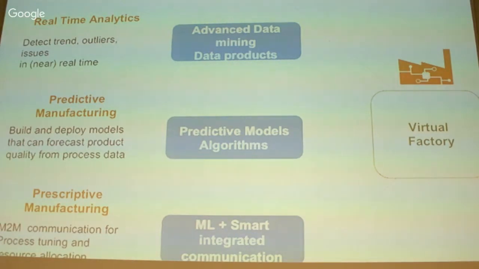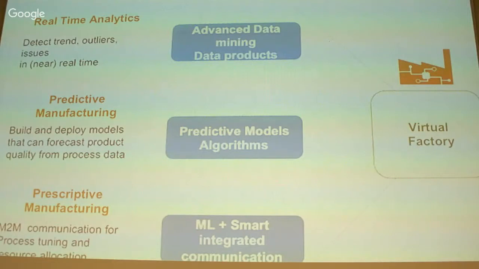So basically, a data product is anything from a very simple, basic web application to something more complicated as predictive modeling, which is the second step. So predictive manufacturing is building and deploying models that can forecast product quality, for example, from process data. For this, we need predictive models and algorithms. This is the step Carlo was talking about. This is where we are at right now.